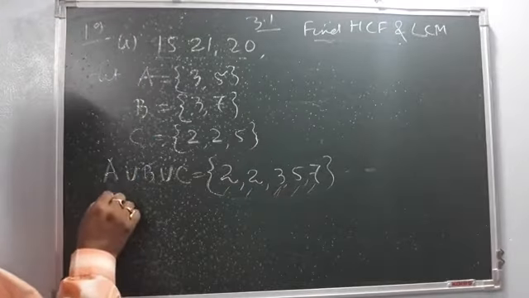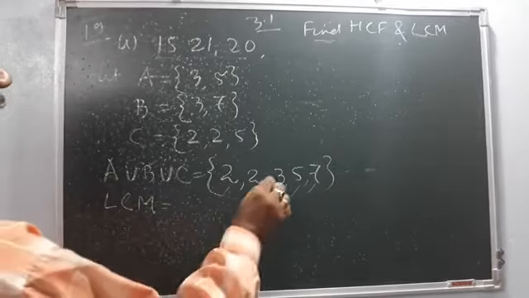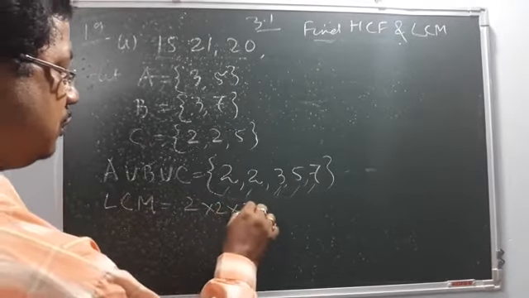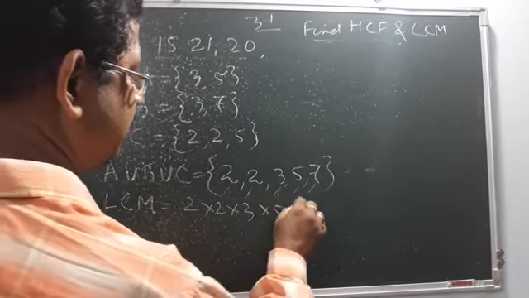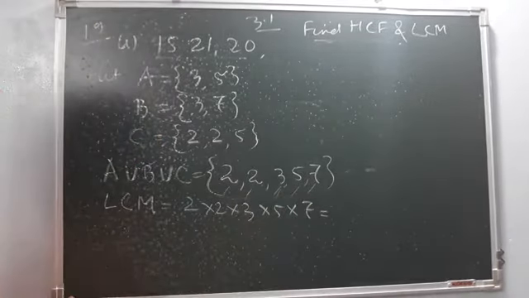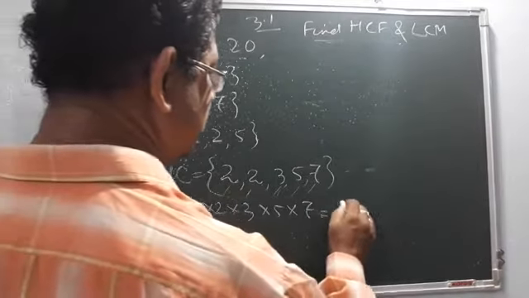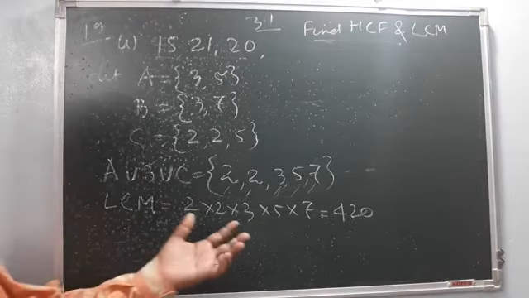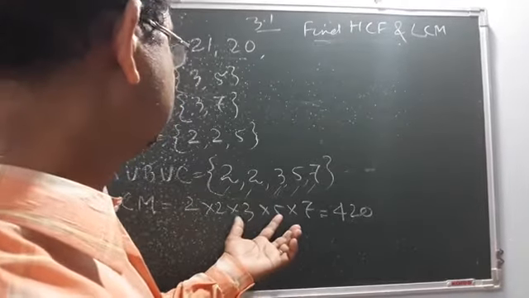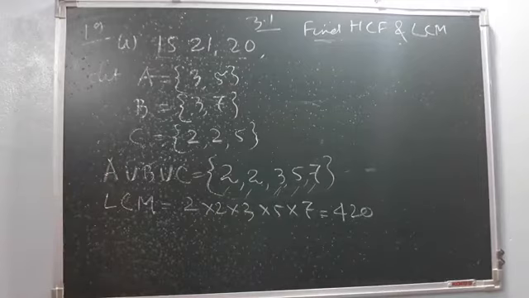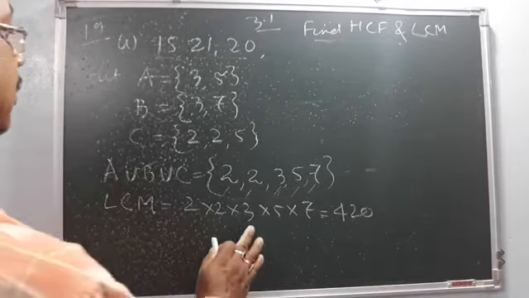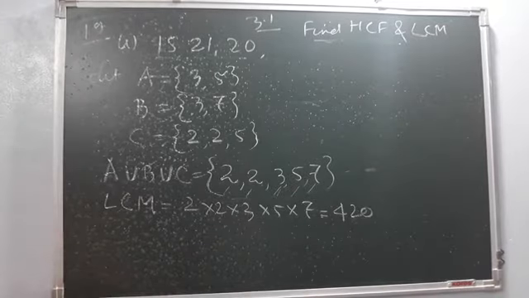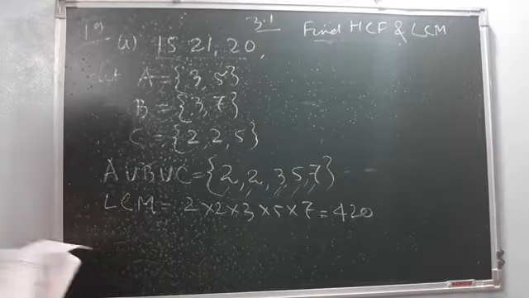Then LCM is the product of all the terms: 2 into 2 into 3 into 5 into 7. So automatically it is 420. I think I have written one term more. Okay, later we will come to this one.